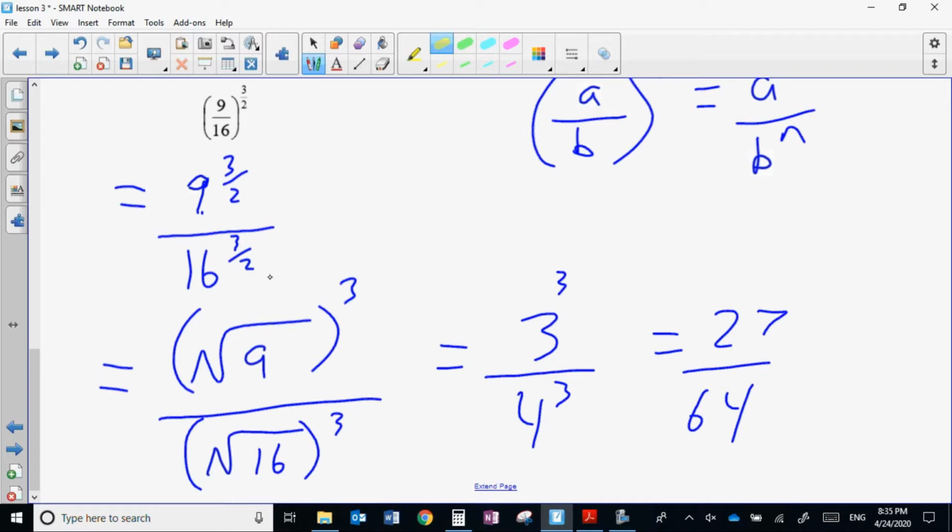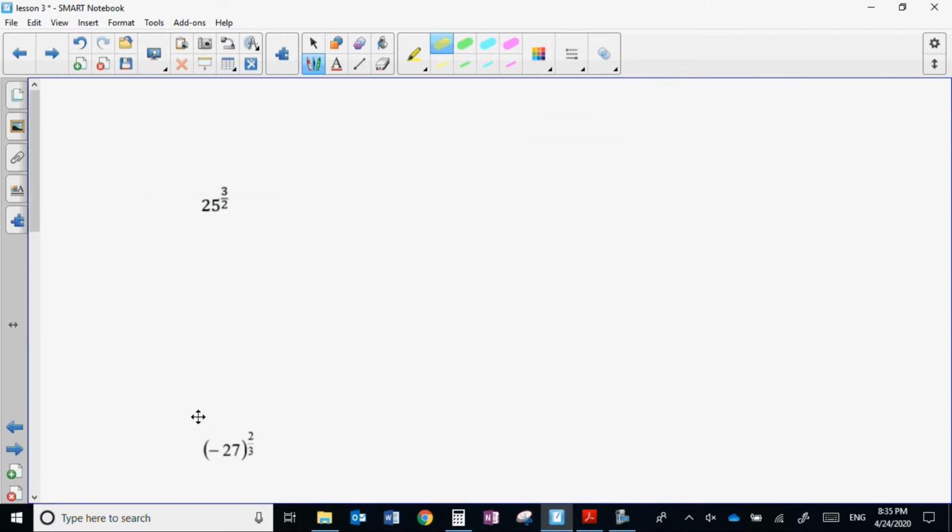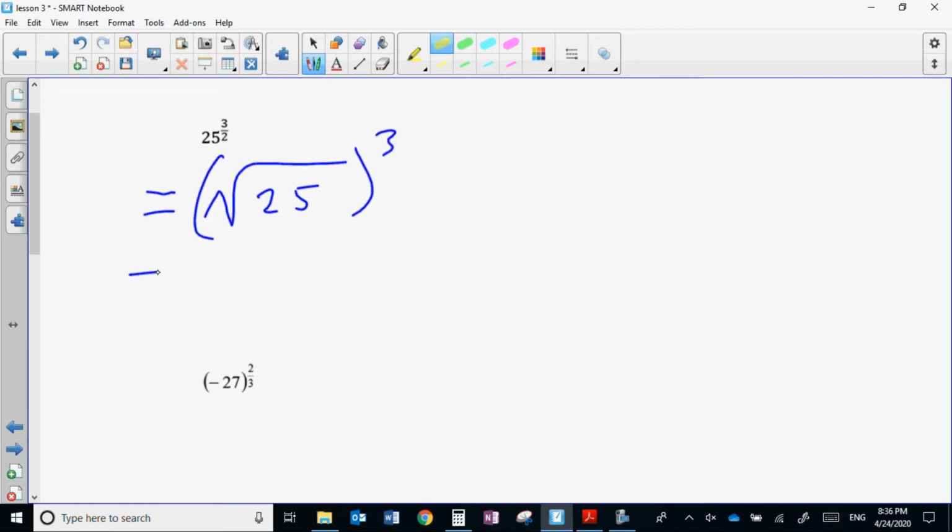I could have instead, as I went from here to here, chosen to put the cube inside the brackets and cubed 9 and then rooted it. But it's just easier without a calculator to deal with smaller numbers when you do it this way. Either way, you get the same thing. 25 to the power of 3/2. According to our rule, that is the square root of 25 cubed. Do you want to put the 3 here? I don't, because I know the square root of 25 is 5. And I happen to know that 5 cubed is 125.